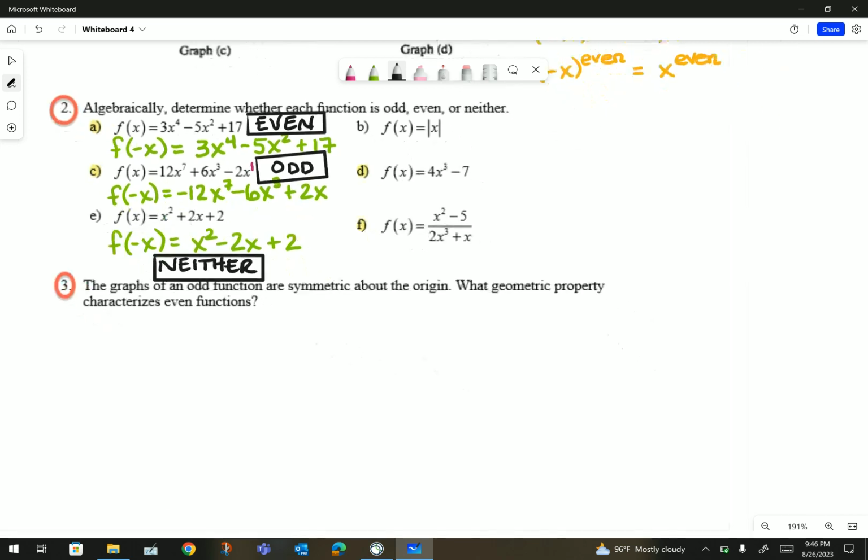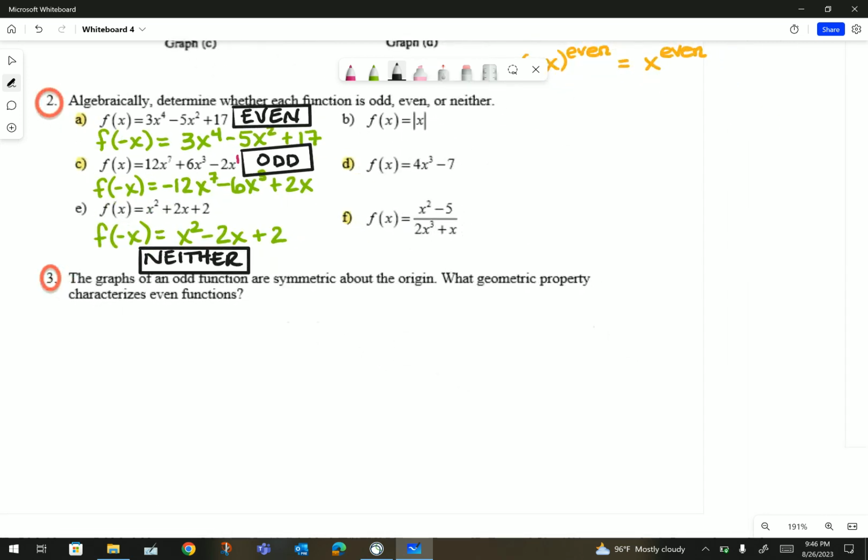All right, let's go over here. We have f of x equals 4x cubed minus 7. I'm going to write it over here. So f of negative x would be, switch, negative 4x cubed, minus 7 stays the same. Well, let's compare. If I compared my 4x cubed to this, that switched. Minus 7 to this, it didn't switch, it stayed the same. So there was a mixture of opposite and same. So this is going to be neither.